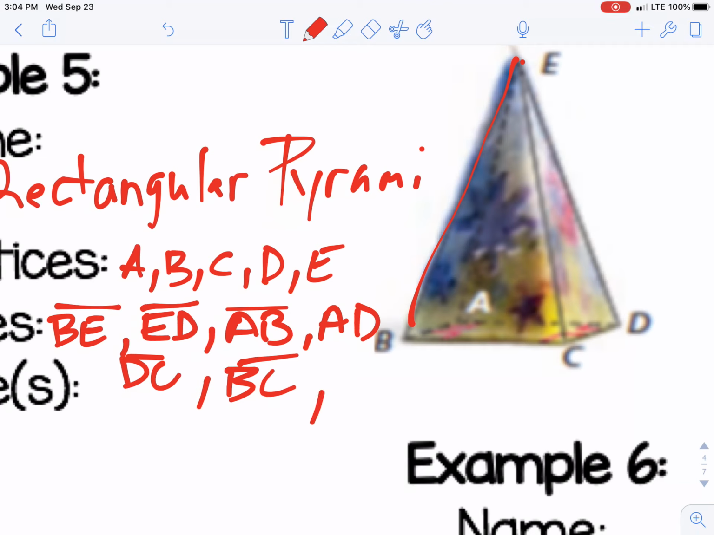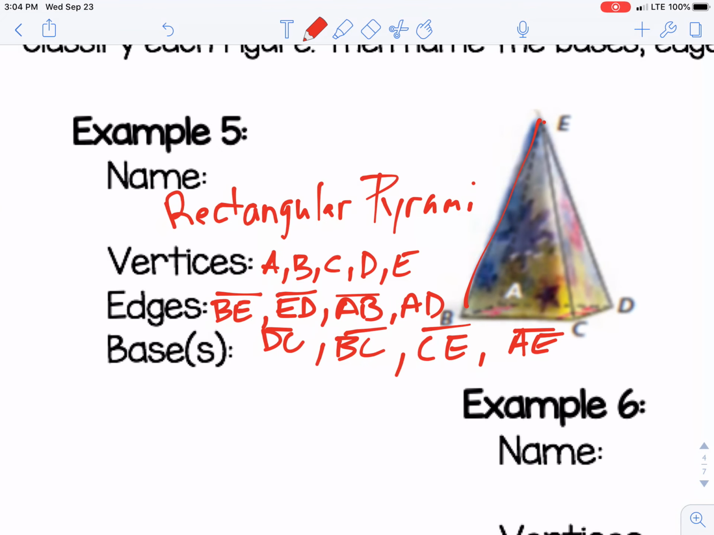And we have, I was forgetting, C to E, and we have A to E as well in the back. Kind of hard to see with this picture. We have all those edges, right? We're naming them all. We're not just saying, hey, there's 7 edges or 8 edges or 10 edges. We're naming them all, right?